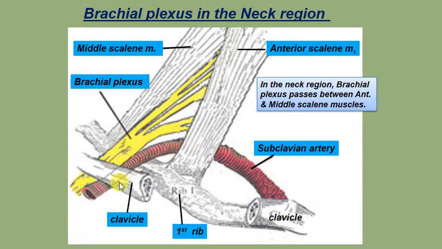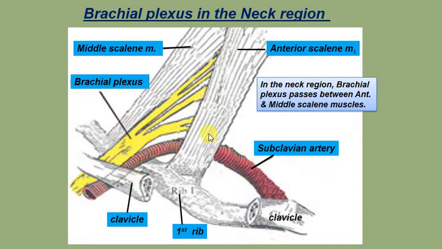So the point where the subclavian artery passes is above the first rib. This is the first rib, so it passes above the first rib, and then it comes to pass below the clavicle. It passes above the first rib, behind the anterior scalene muscle, and below the clavicle. The brachial plexus is likewise behind the anterior scalene muscle, above the first rib, and below the clavicle.